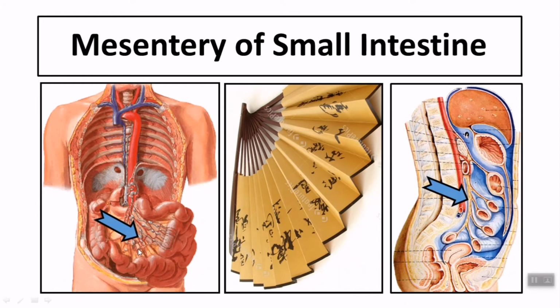Here, the mesentery of the small intestine appears fan-shaped. It has an important function in attaching the coils of small intestine to the posterior abdominal wall. And these are the lymphatics and blood vessels passing through it.